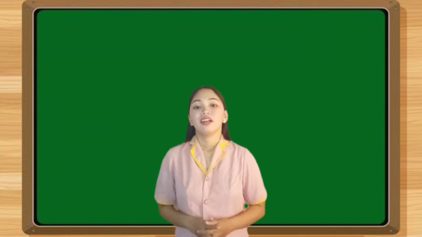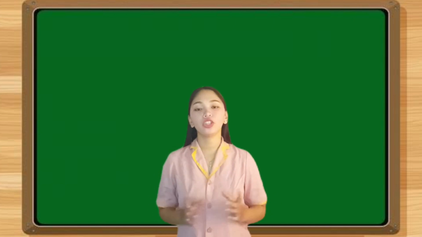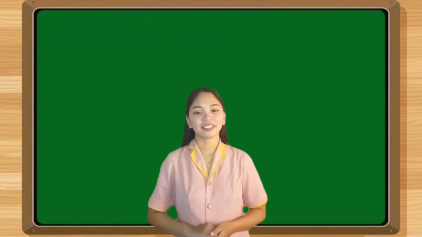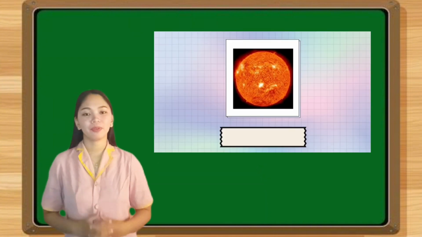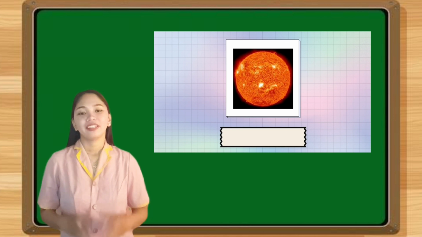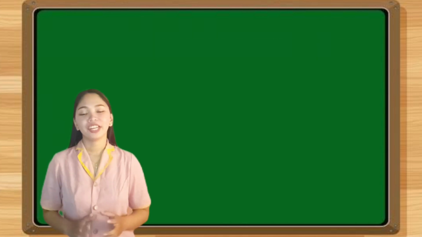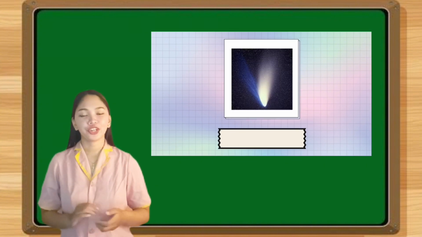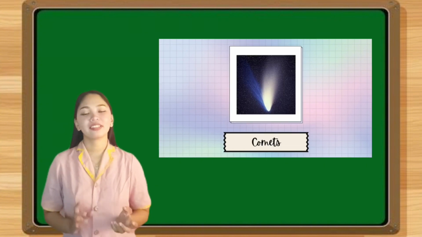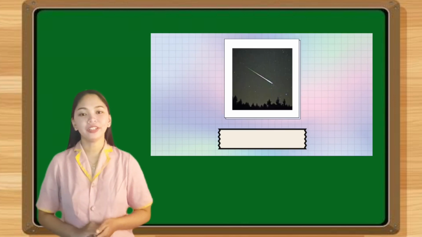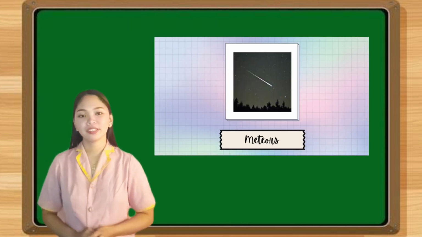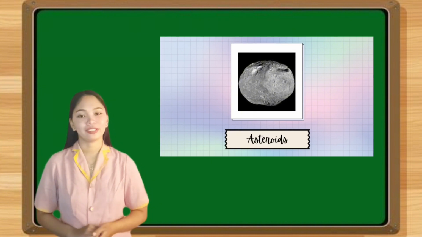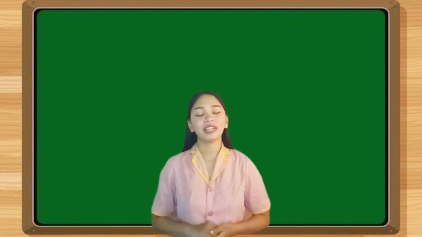Now, class, I will show you a picture and all you need to do is to guess what you can see in the picture. So now, we start. What can you see in the first picture? Yes, it is sun. Second picture? Yes, it is earth. Third picture? Yes, it is comets. Fourth picture? Yes, it is meteors. And lastly, the fifth picture? Yes, it is asteroids.